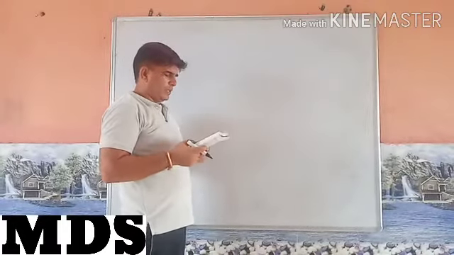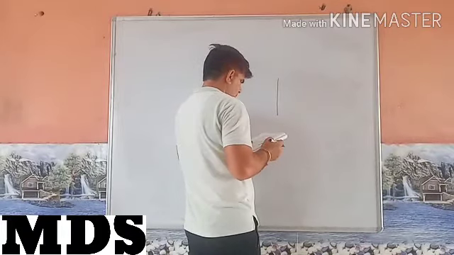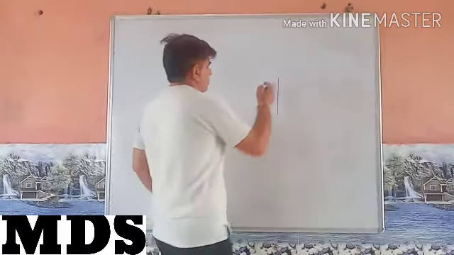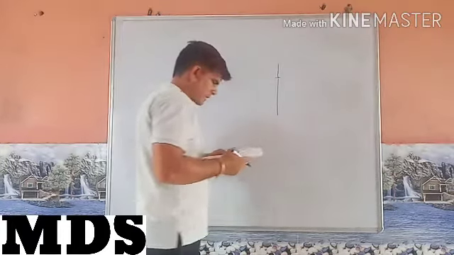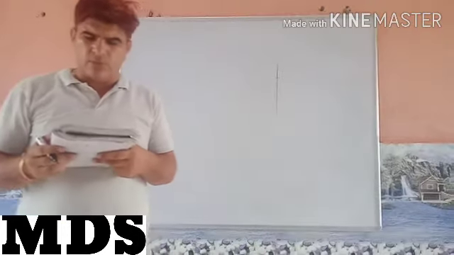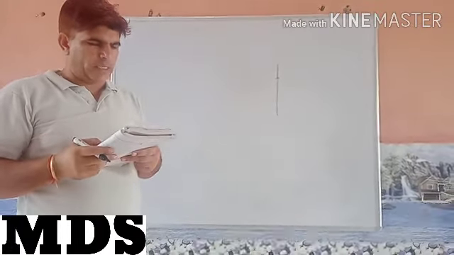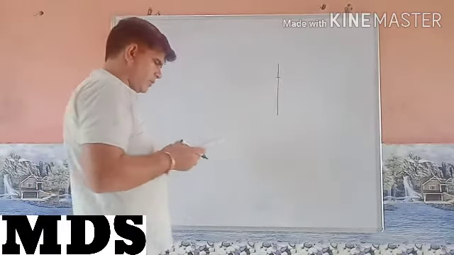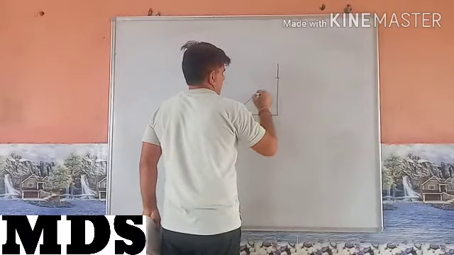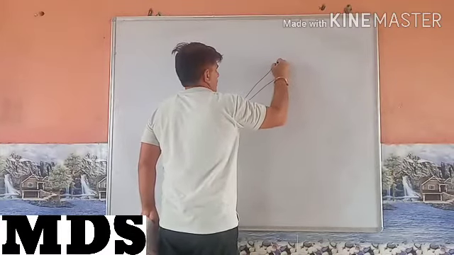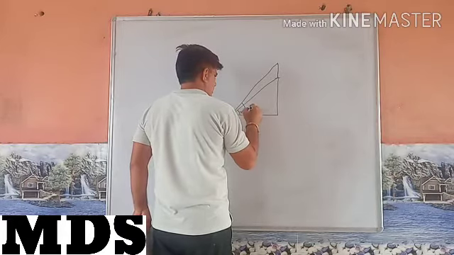A statue how much height? 1.6 meter tall, stands on the top of a pedestal. This is the pedestal. This is a statue 1.6 meter tall. So this is how much? 1.6 meter tall. The angle of elevation of the top of the statue is what? 60, and from the same point the angle of elevation of the top of the pedestal is 45. Find the height of pedestal. So one angle is this. Another angle is this. This is 45, and this is how much degree? 60 degree.